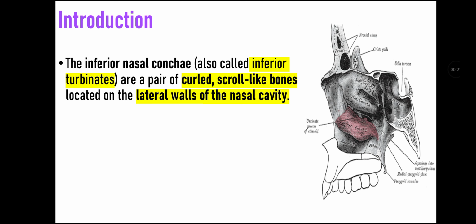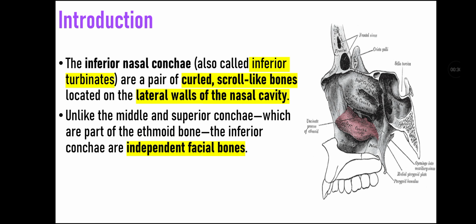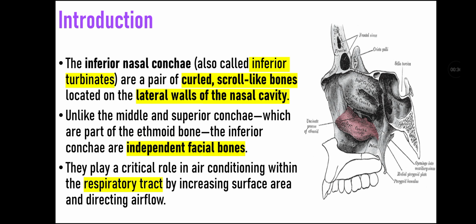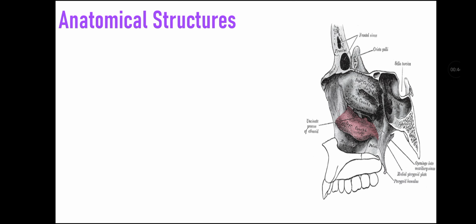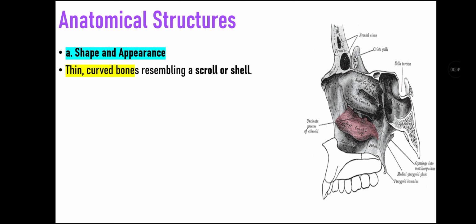Inferior nasal conchae, also called inferior turbinates, are a pair of curled scroll-like bones located on the lateral wall of the nasal cavity. Unlike the middle and superior conchae, which are part of the ethmoid bone, the inferior conchae are independent facial bones. They play a critical role in air conditioning within the respiratory tract by increasing surface area and directing airflow.